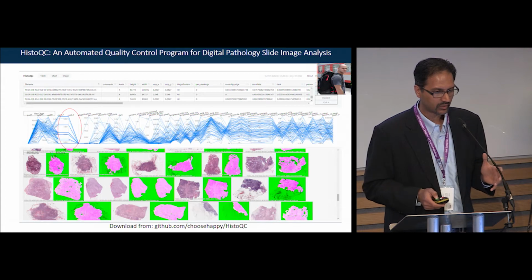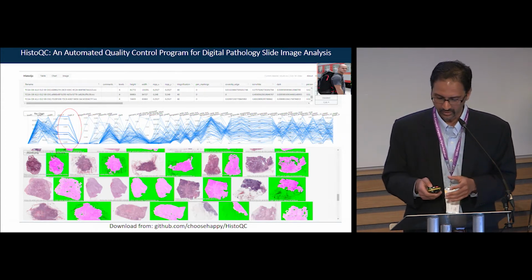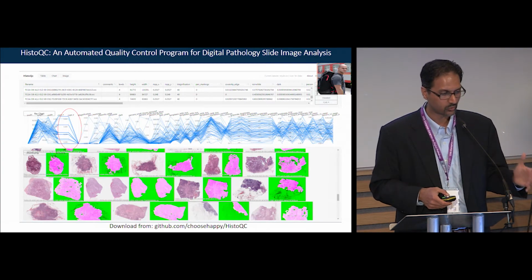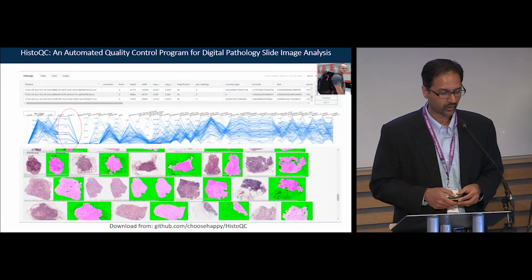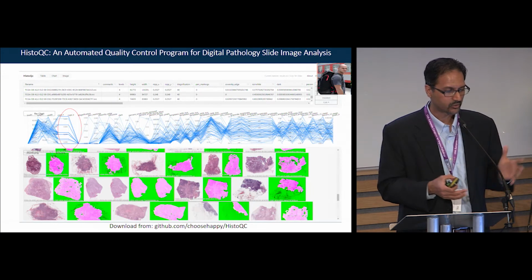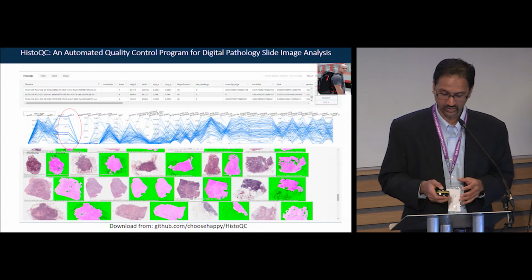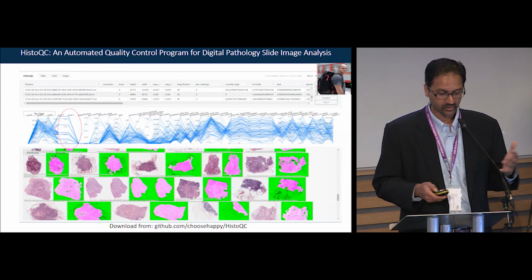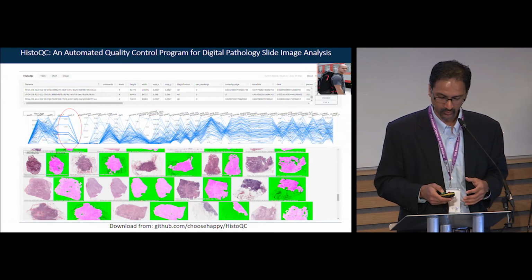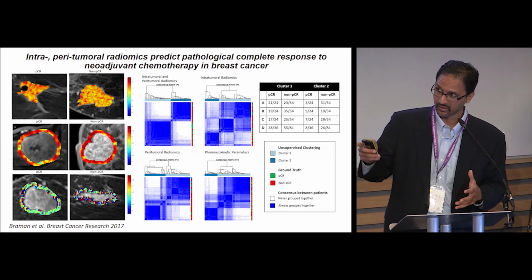Andrew is here, and I just want to do a quick shout out to HistoQC, which is work that Andrew presented at the Helsinki meeting and won the Diagnostic Innovation Award. Please feel free to use this algorithm. It's freely available. Essentially it provides quantitative quality control assessment for pathology slides. And that's really, really critical for us to think about as we think about deployment of digital pathology within the clinic.